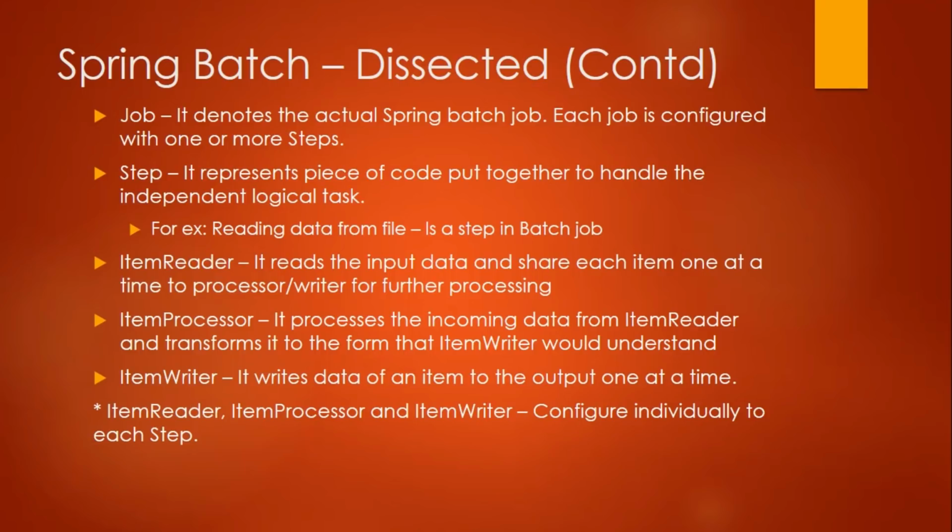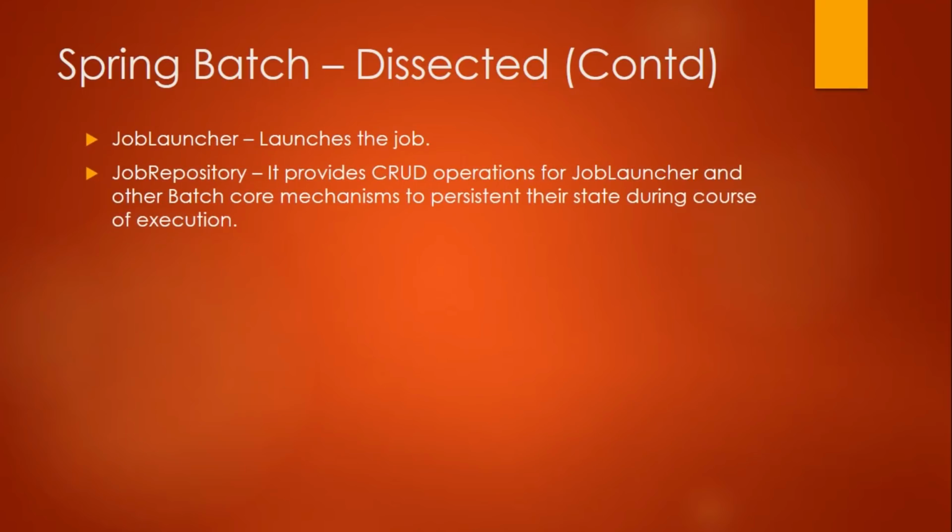We have more components in Spring Batch. They are job launcher and job repository. Job launcher is actually going to launch your job, so it is like a triggering point which will trigger your job execution. And job repository is something like a container which stores your job information. It will have information like what is the last run of the job, what is the last success run, what is the last failure run, and what are the job parameters, and all that information you can find in job repository. And job repository provides CRUD operations to do all this.